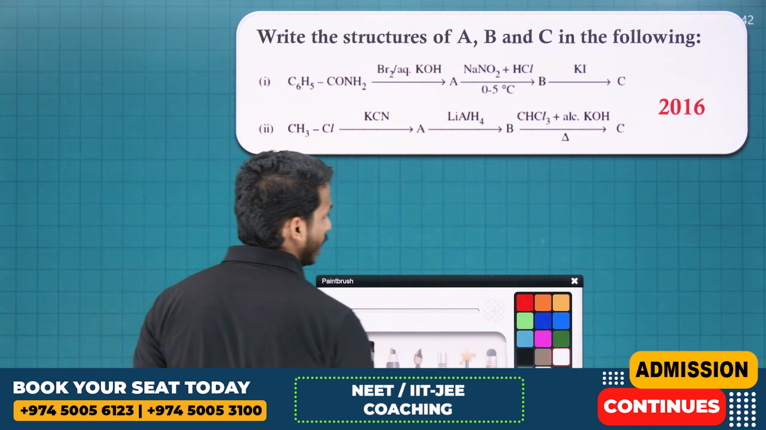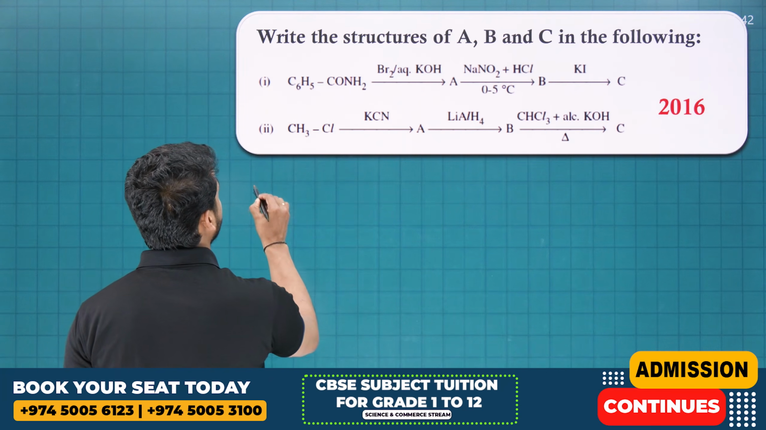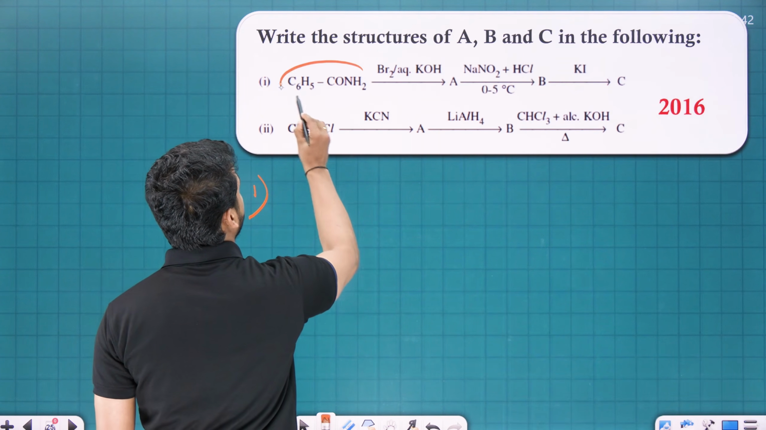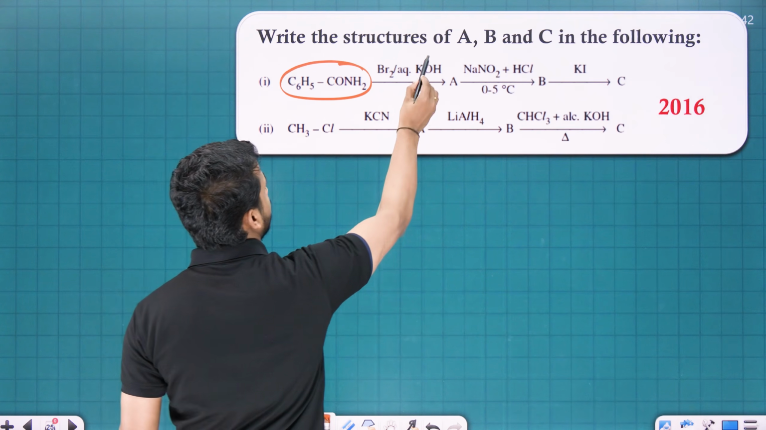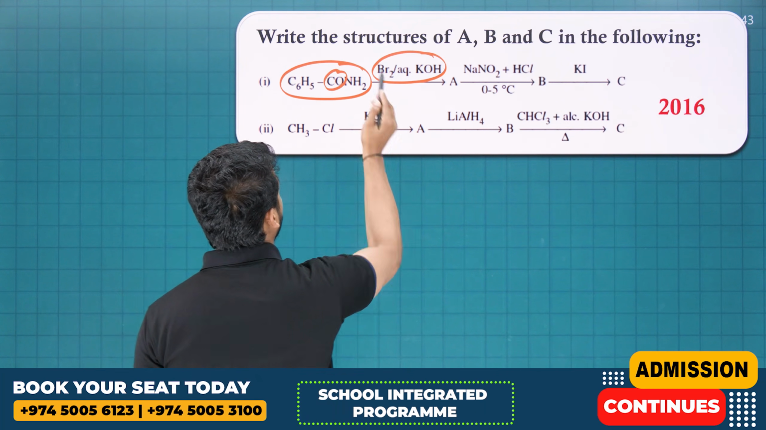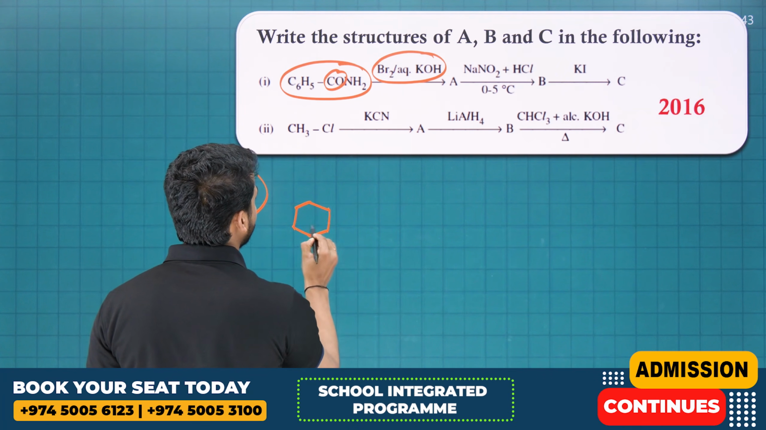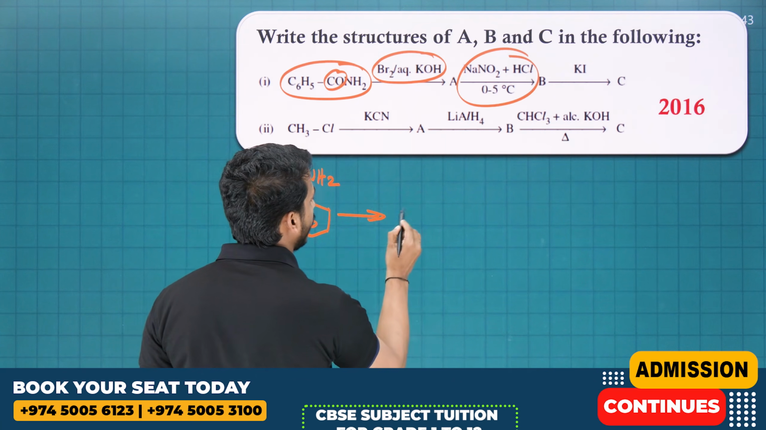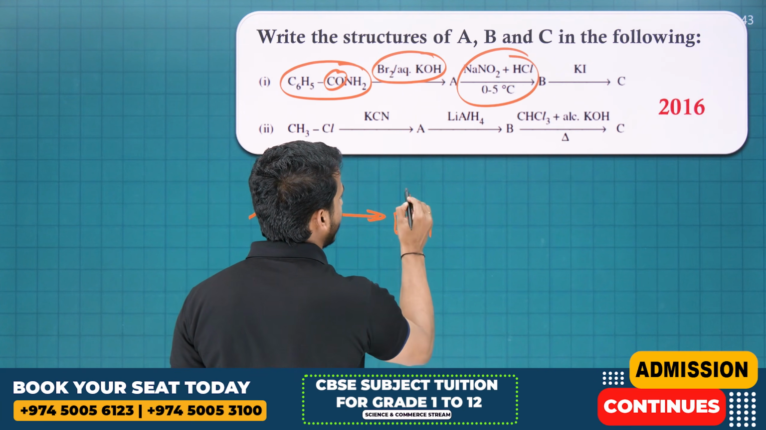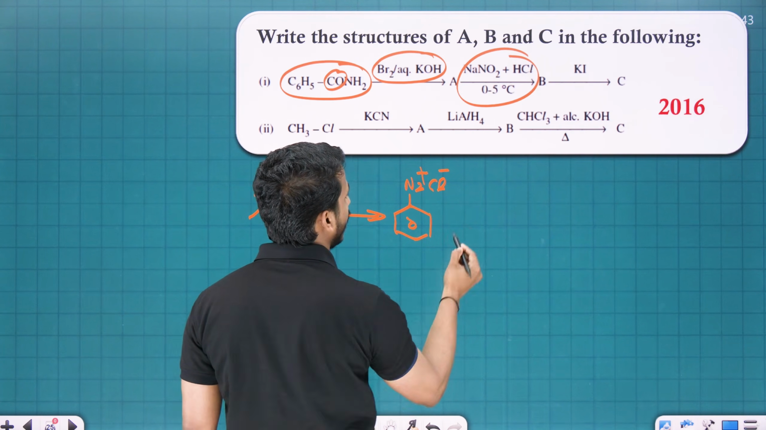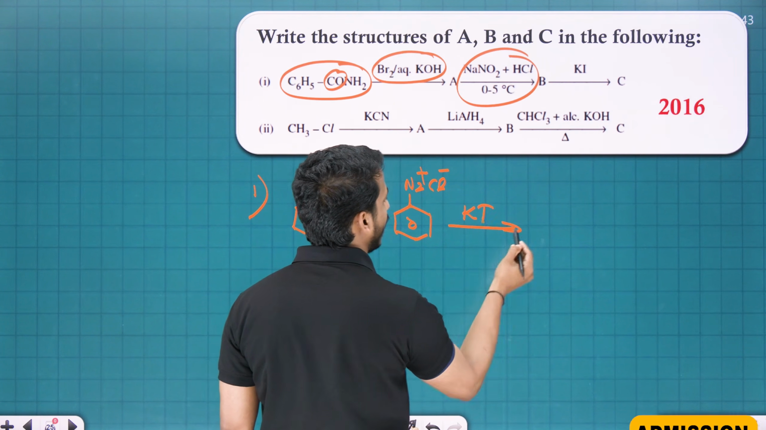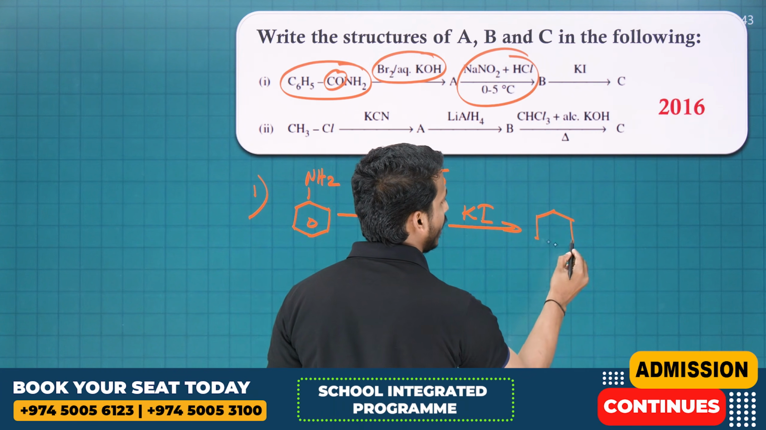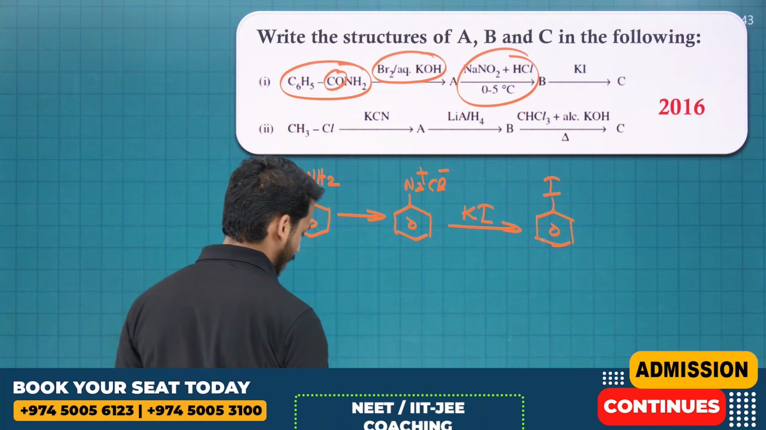Write the structure again, complete the reaction, starting from the first. This is benzene with CONH2, benzamide. This is Hoffmann reaction, so the CO group is cut, and we get C6H5NH2, aniline. Aniline on diazotization gives diazonium salt. What is diazonium salt? N2Cl. When N2Cl is treated with KI, iodine comes to the benzene ring. We get iodobenzene.